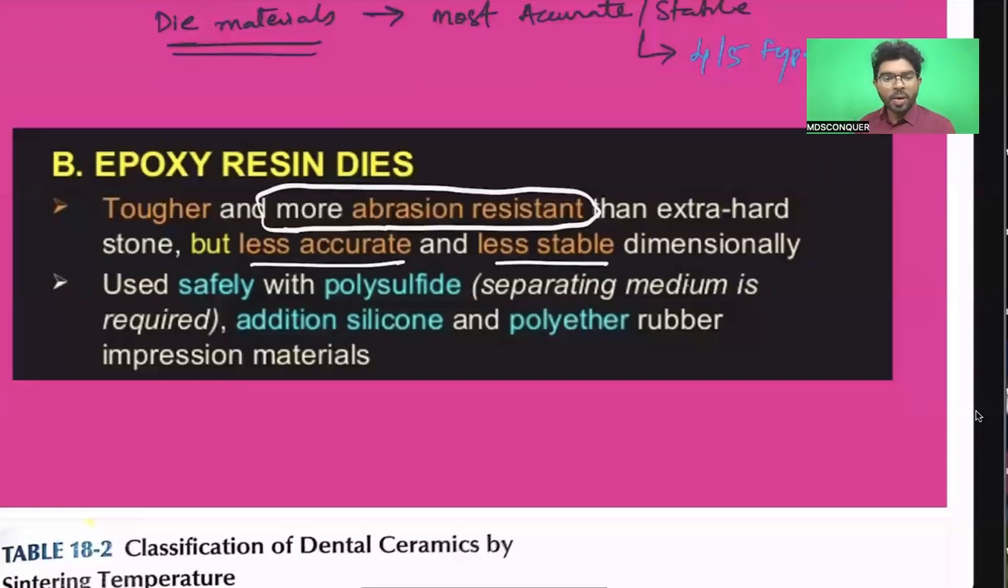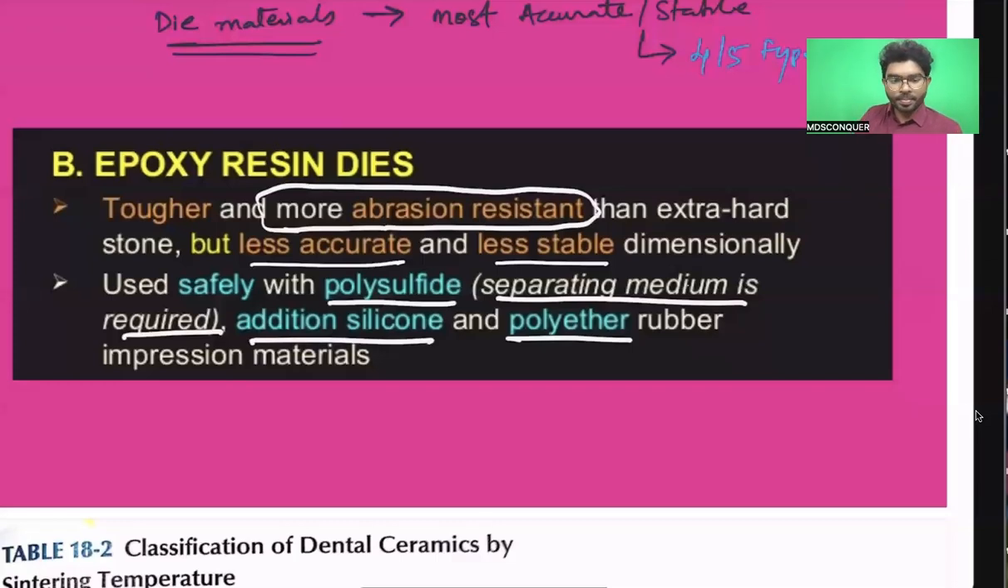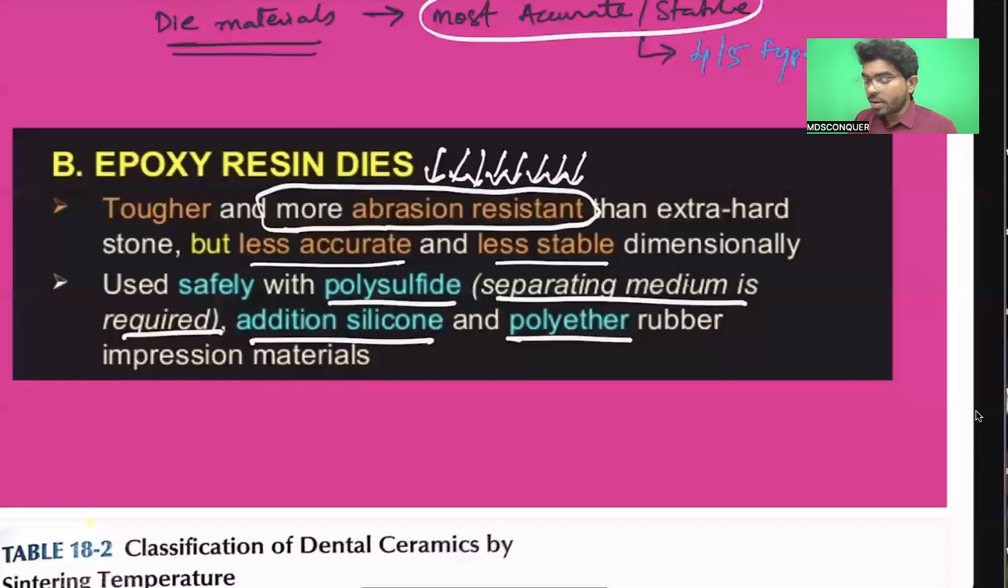I want you to make a note. They can be used safely with elastomeric impression materials like polysulfide by using a separating media, and with addition silicone and polyether. So epoxy resins can be used with polysulfide, addition silicone and polyether. They have more abrasion resistance, but more accurate are your type 4 and type 5 gypsum products.